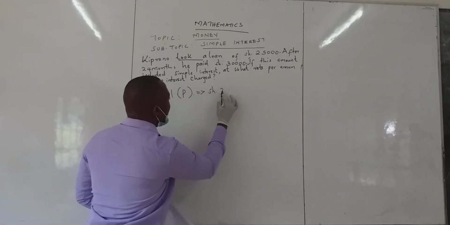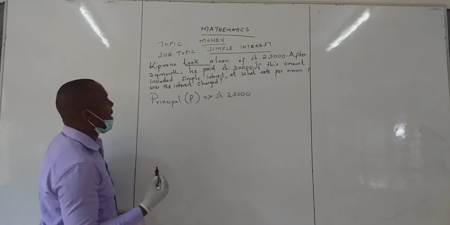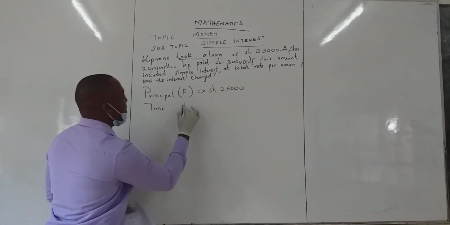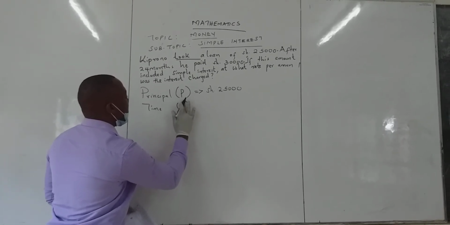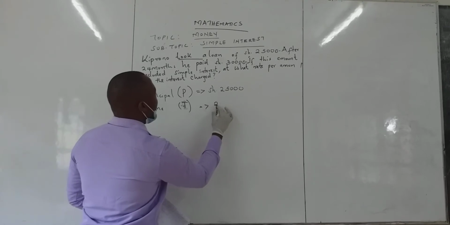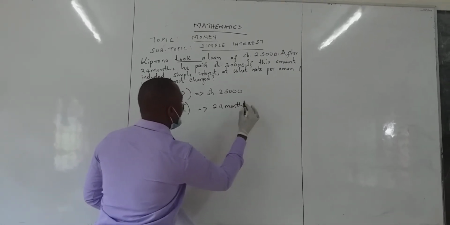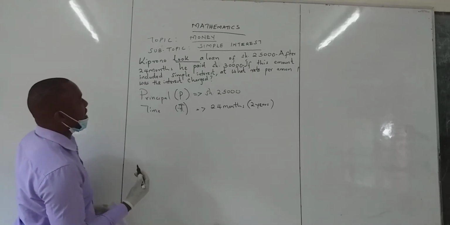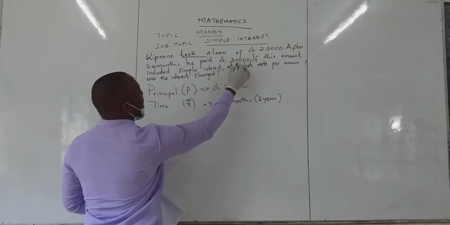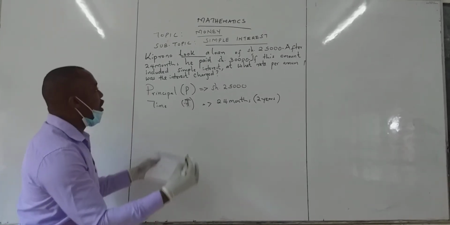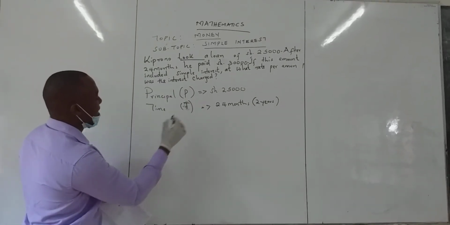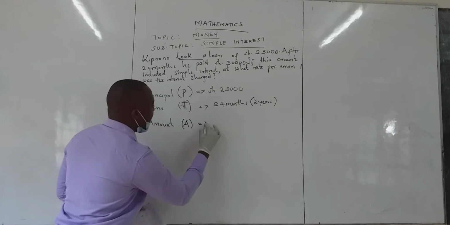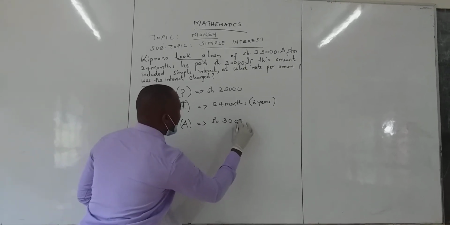Now, the principal is 25,000 shillings. Now, after 24 months, what is this 24 months? This 24 months is what we refer to as time. We represent it with the letter T, which is 24 months. In brackets, 24 months is 2 years. And then you're being told he paid 30,000. At the end of 2 years, or at the end of the 24 months, he paid 30,000. That is what we call the total amount of money. We refer to it with the letter A. That is 30,000 shillings.